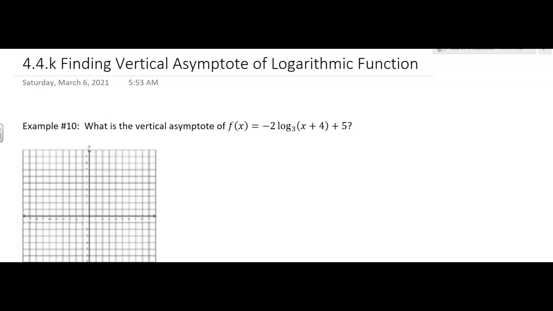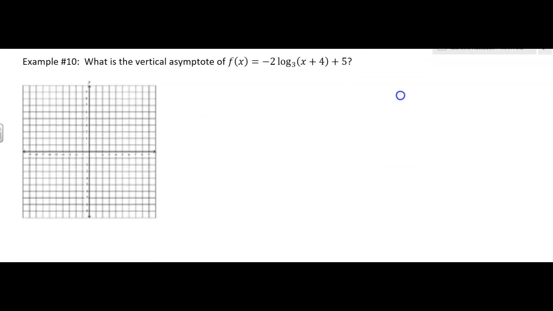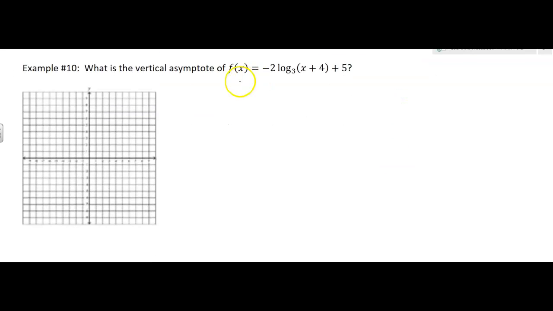Okay, so in this problem they want us to find the vertical asymptote of a logarithmic function. So that's the question: what is the vertical asymptote of this function with all kinds of things going on? Well, it's really going to be based on what the domain is, right? So remember at the very beginning of this section we talked about how x plus 4 has to be greater than 0, so x has to be greater than negative 4.